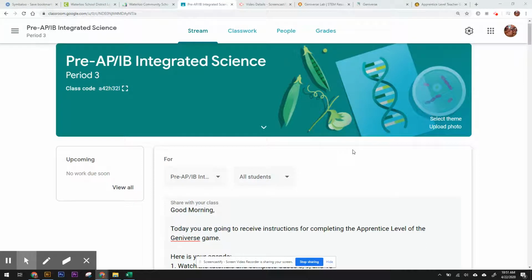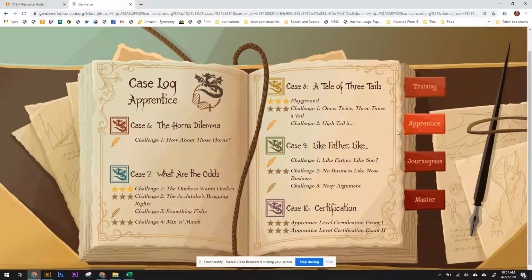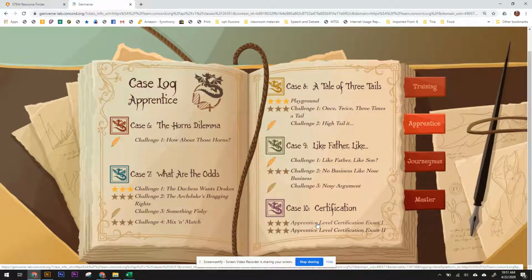All right, everybody, the moment of judgment is upon us. We are ready for Case 10, certification for the apprentice level. This has two exams, 1 and 2. Let's go ahead and jump into exam 1 and see what we are faced with.